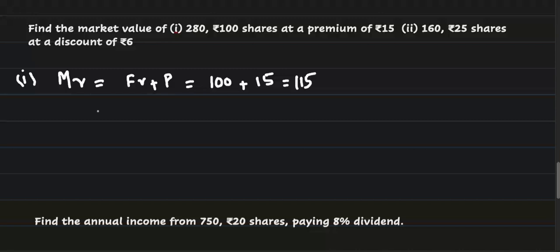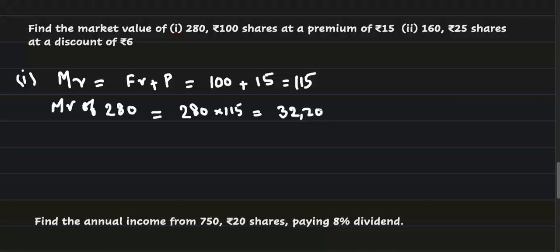Next step is, what's the market value of 280 shares? Market value of one share is 115, so for 280 shares, because we have 280 shares, you need to multiply 280 by 115. So you will get the total investment, how much you have invested to get these 280 shares, which will be 32,200. This is our investment. 32,200 is the investment on these shares. This is the market value. Simple, got it? Good. This is the answer.